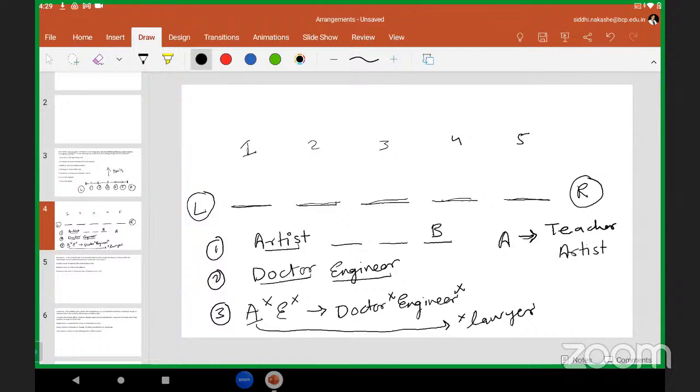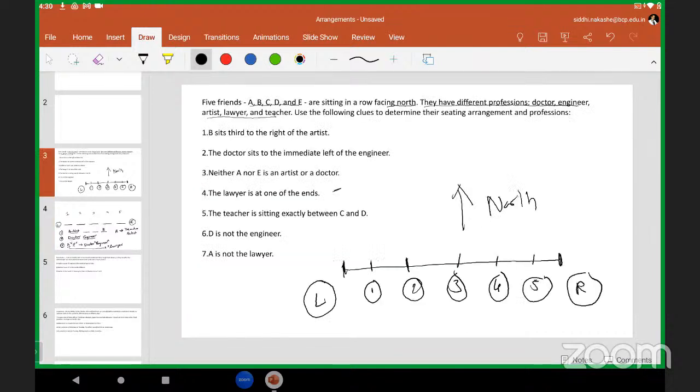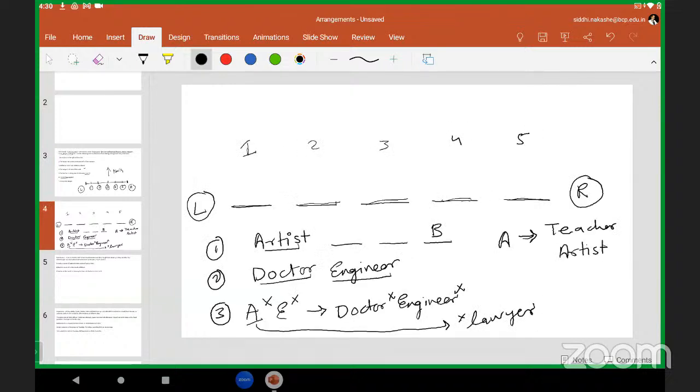Fine. And what they have given over here is the lawyer sits at one of the ends. The teacher is sitting exactly between C and D. Okay. And again, D is not the engineer. So for engineer, D cannot be there. So there are three people who cannot be engineer, that is A, E, and D.